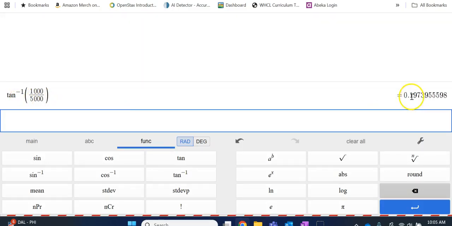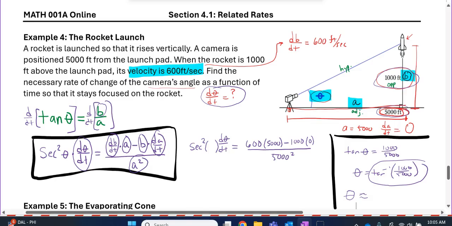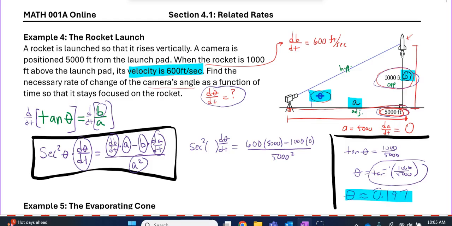I'm going to round this off. I'm going to call it 0.197. I think that's a good approximation. So 0.197, that's the last element of what I need to plug into my equation for this value of theta. So let's go ahead and plug that into our equation.